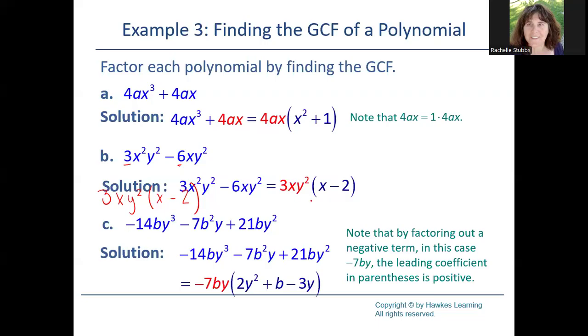And what would be left over then? Well, 2y squared plus b minus 3y. And if you have to, make sure you just write it underneath and do the problem. That gives me the positive 2. That becomes a 1. That leaves me y squared. So if you have to, just write it underneath to help you see it, and that'll help you get to where you need to be. We're really concerned with what's left over after we factor it out.